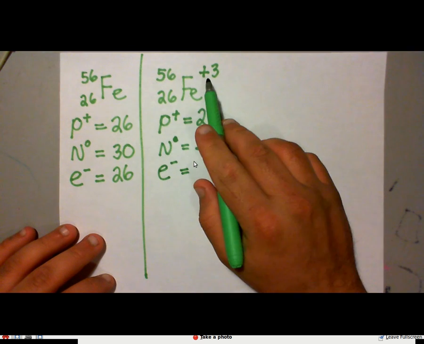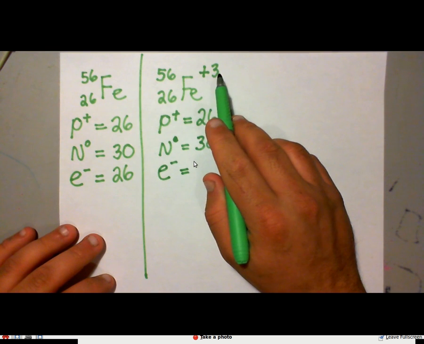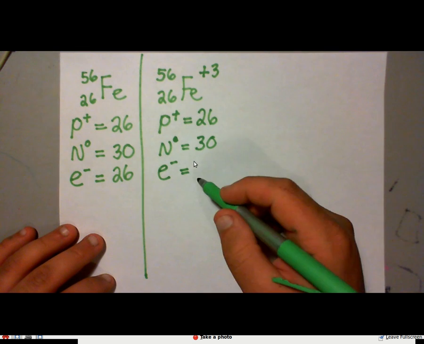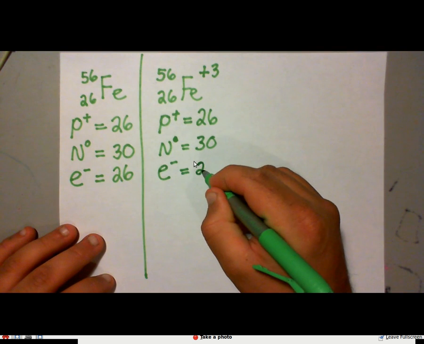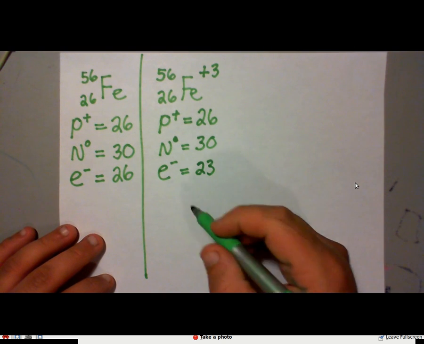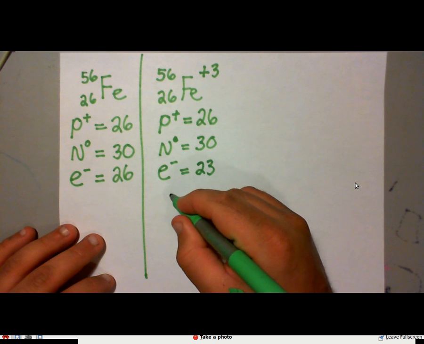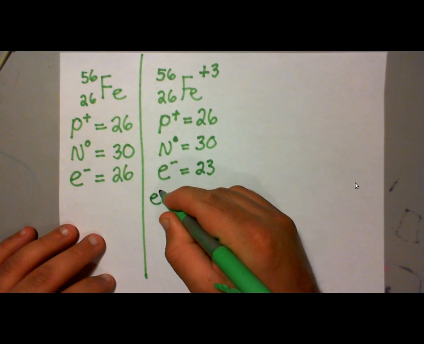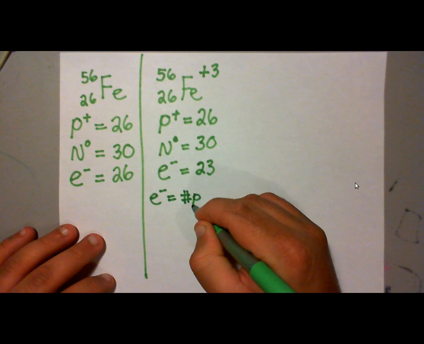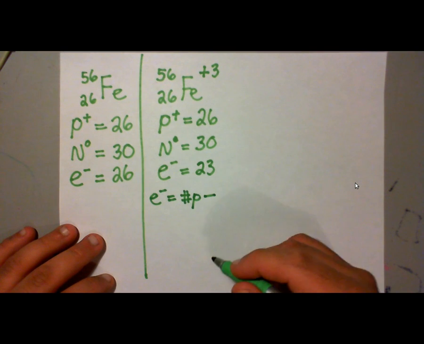Now, in order for this to be a positive 3 charge, we had to throw away 3 electrons. So we would write 23 down for the number of electrons. Now, if you're wanting to know how I got that, other than me just telling you to throw away, basically to get the number of electrons, you take the number of protons and subtract the charge.